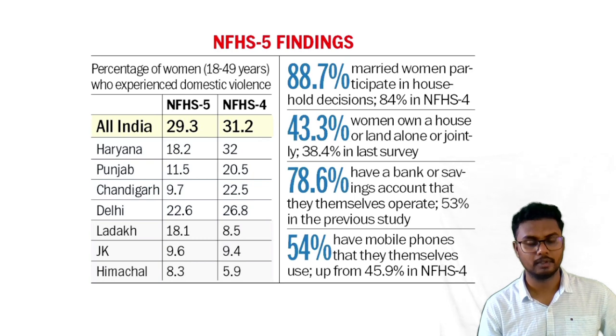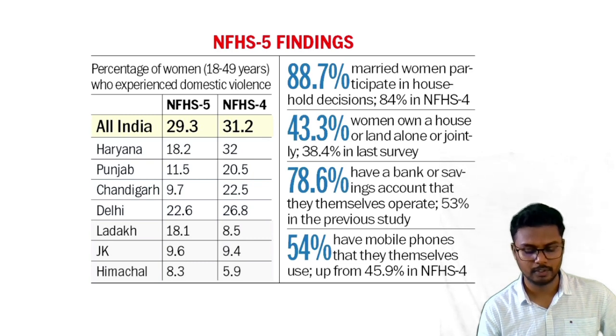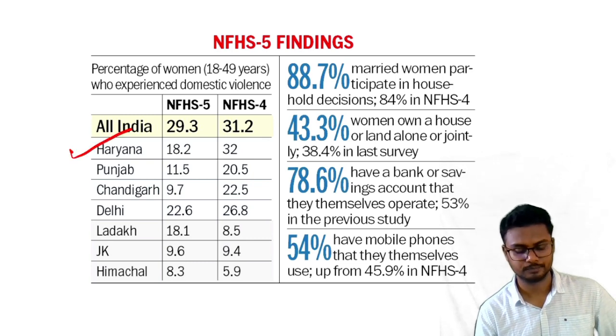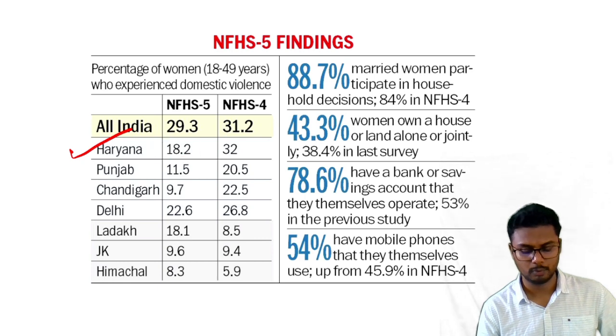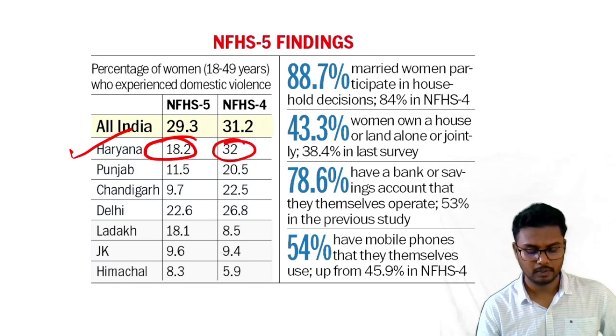So as per the latest findings, the percentage of women between 18 to 49 years who experienced domestic violence is maximum in Haryana. It is 18.2%. It was 32% in the previous survey. Haryana is followed by Punjab and Chandigarh.